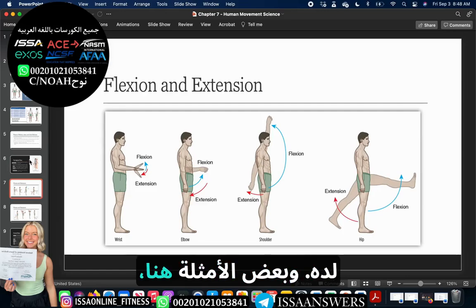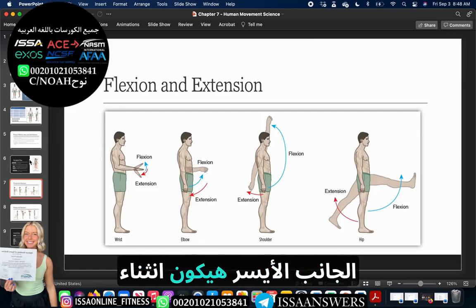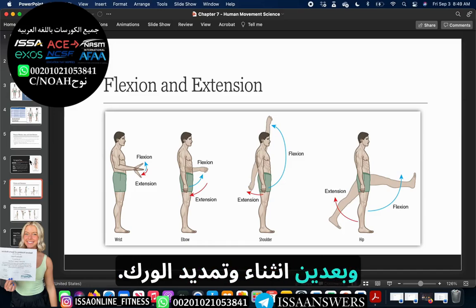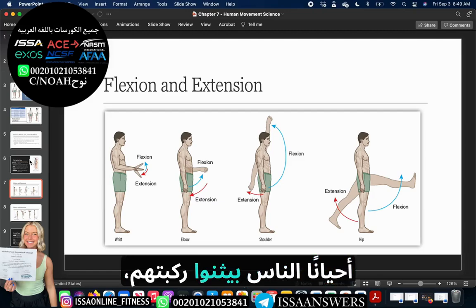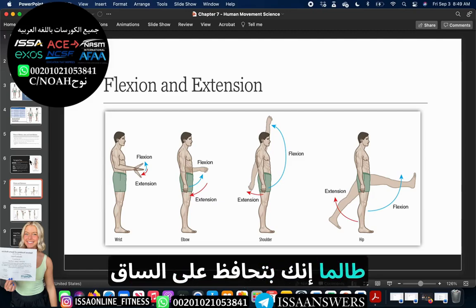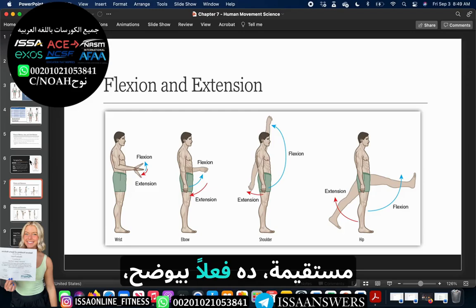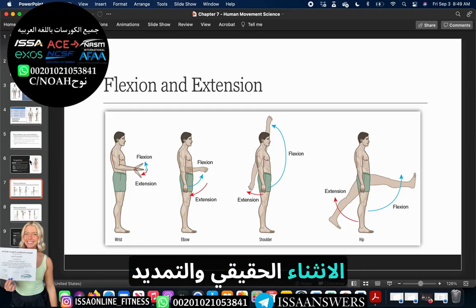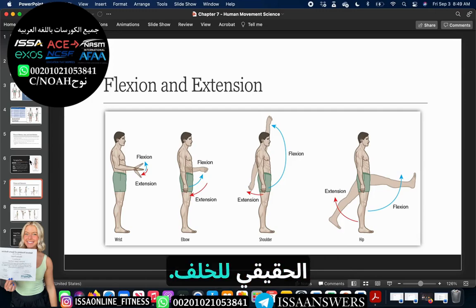And some examples here: the left side would be your wrist flexion and extension. The middle is your elbow. The second to the right is your shoulder flexion and extension, and then the hip flexion and extension. Now, hip, sometimes people will bend their knee, but here, just understand, as long as you're keeping the leg straight, it really personifies what true flexion and backward true extension really are.